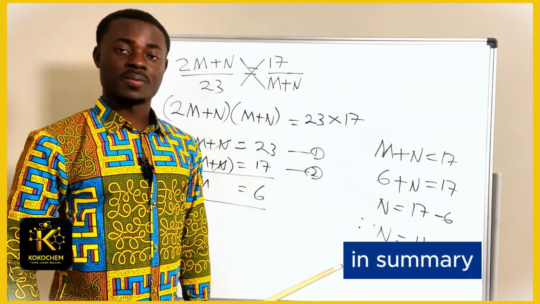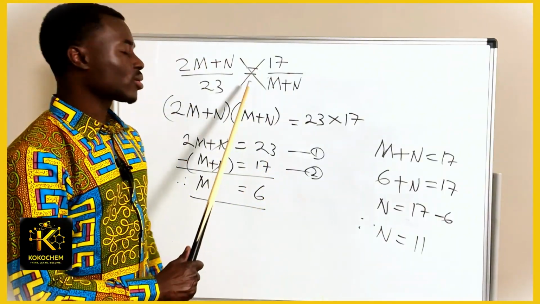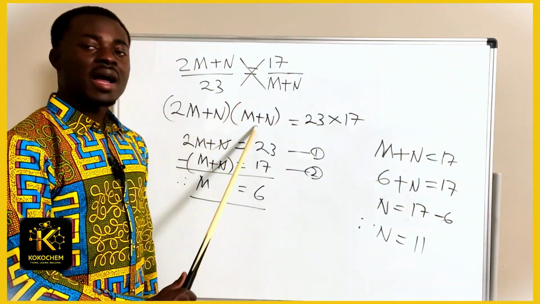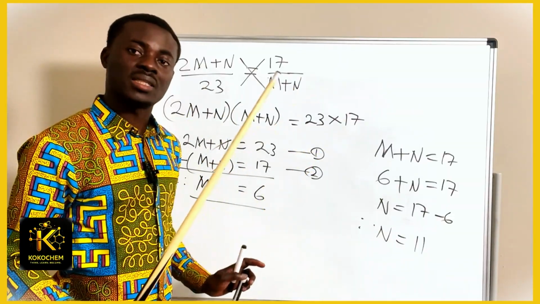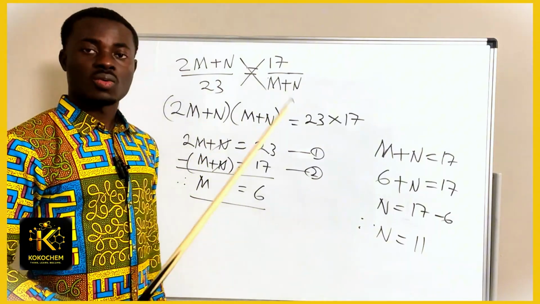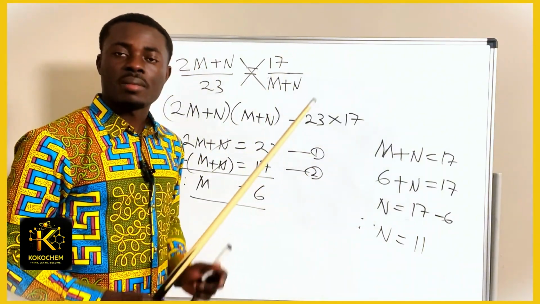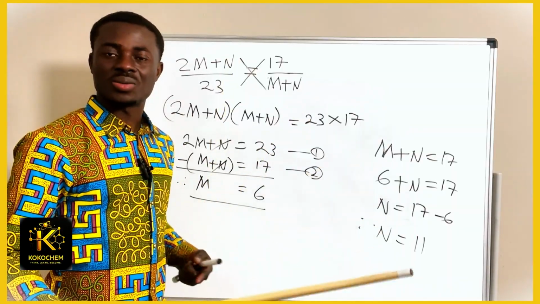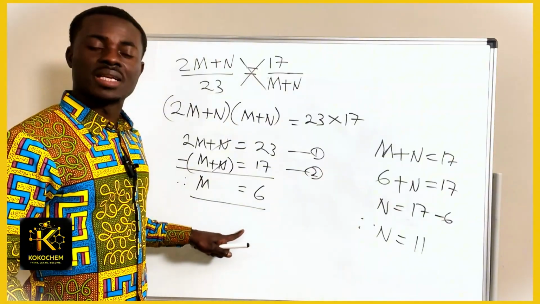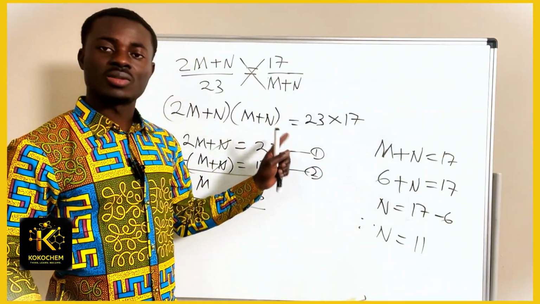In summary, when your question is like this, there are 3 steps. Step 1, cross multiply. Step 2, comparison: number with number, variable with variable, giving two equations as simultaneous equations. Step 3, elimination: when the variables share an equation, you find the other variable.